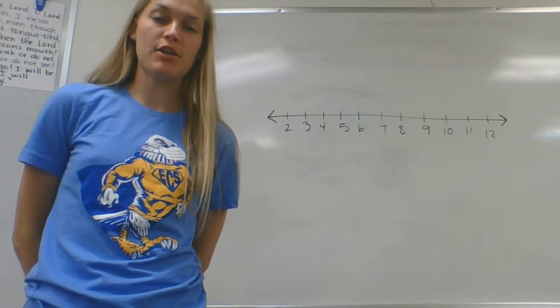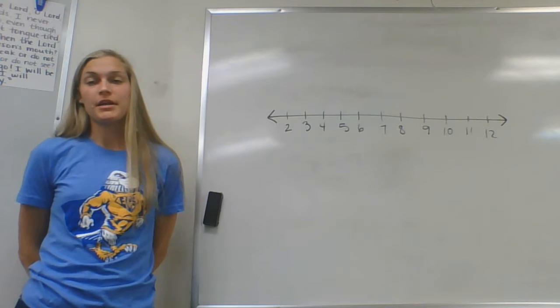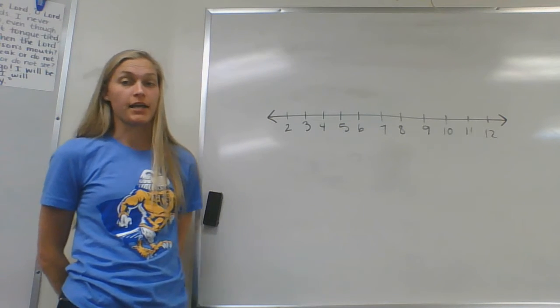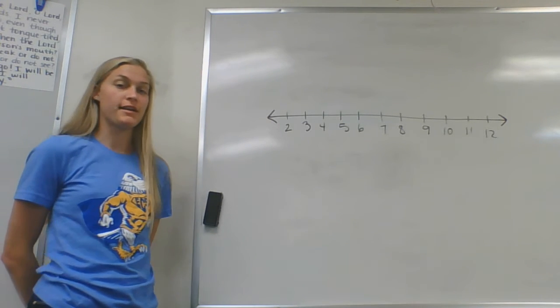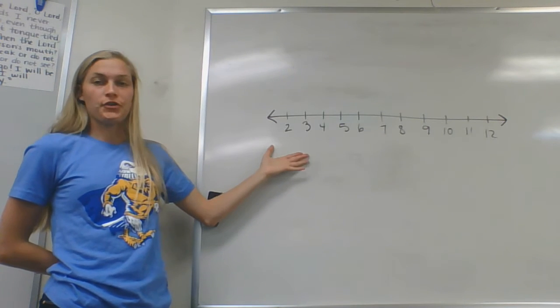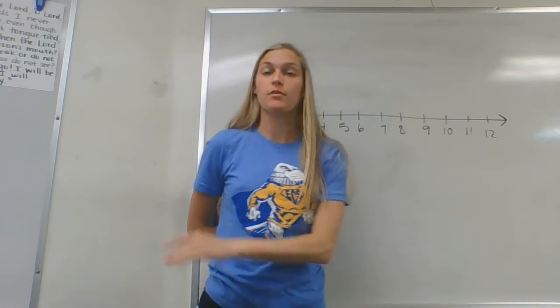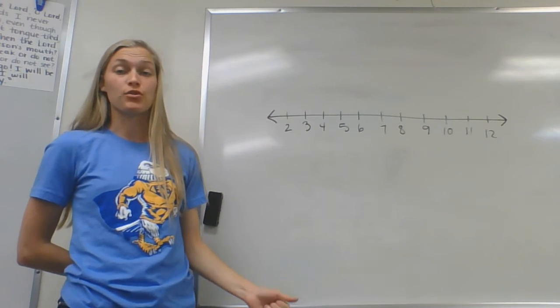Hello guys, today you'll be making a line plot and you'll be recording some data that you get by rolling some dice. So if you follow the directions on that assignment I gave you, you'll have a line plot started for you, like this. It goes from 2 to 12. Why? Because those are the only possible things you can get by rolling 2 dice.